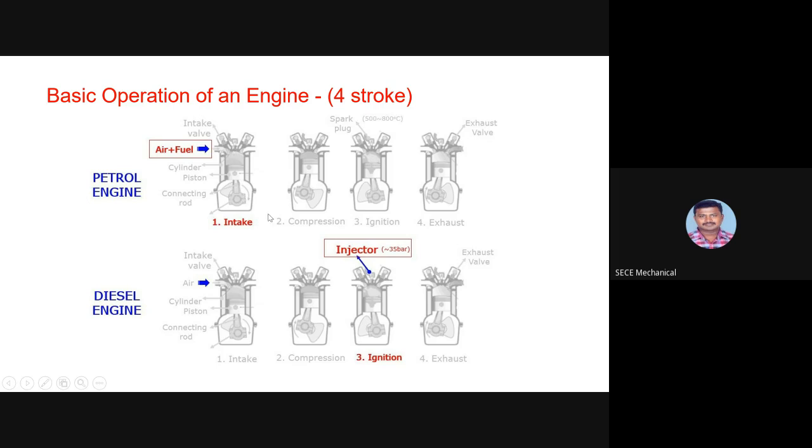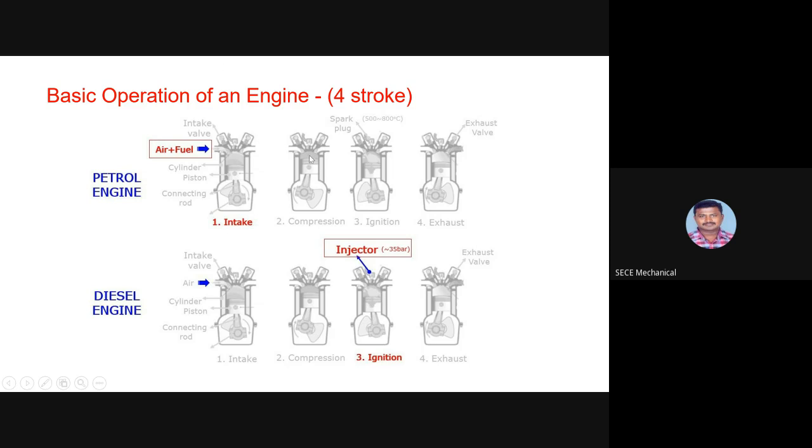Similarly, in a diesel engine, during the suction or intake stroke, only air is drawn from the atmosphere and enters the combustion chamber. The air is filtered with the help of an air filter, because unwanted dust particles may otherwise enter the combustion chamber. This is avoided with the help of the air filter.